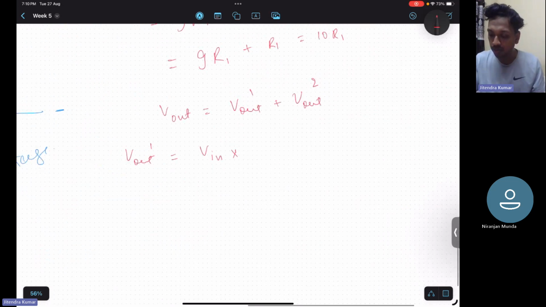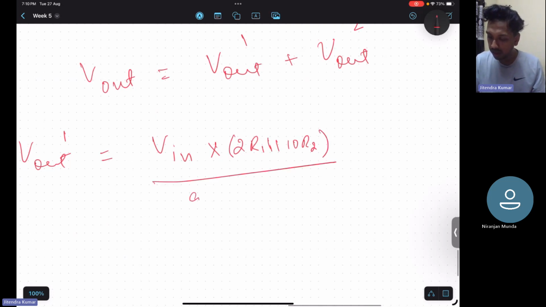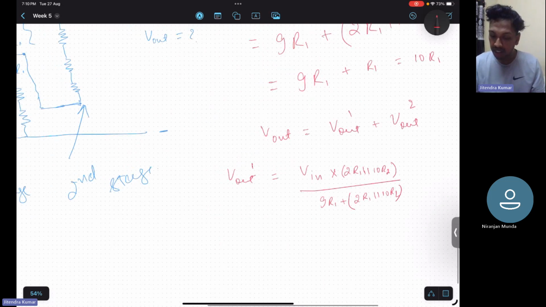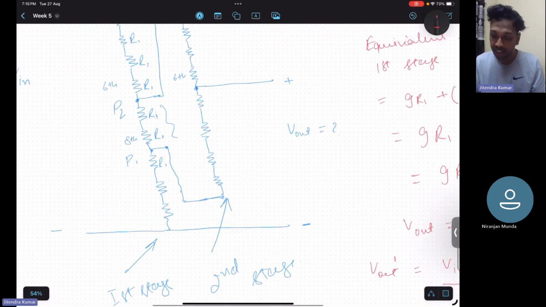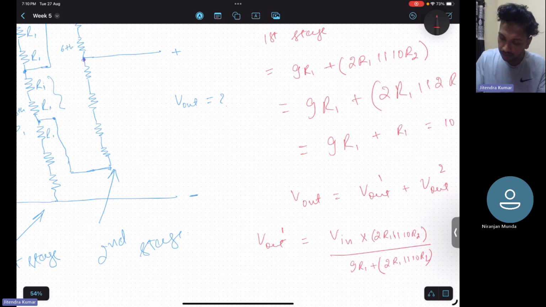so V in into 2R1 parallel with 10R2, divided by 9R1 plus 2R1 parallel with 10R2. The same thing we just calculated here will give the V out of the first stage. Now what will the second stage have? It will have 4R2 by 10R2.